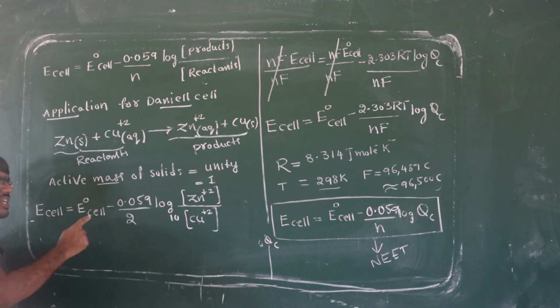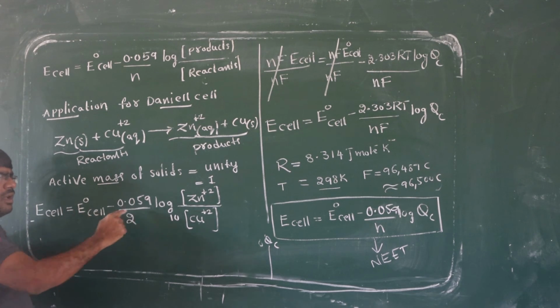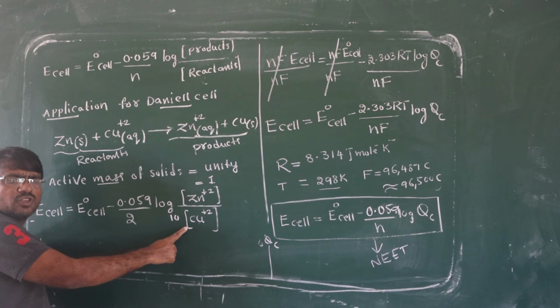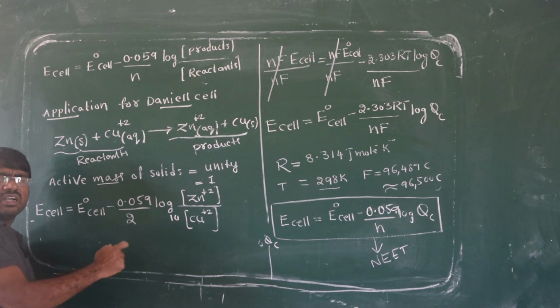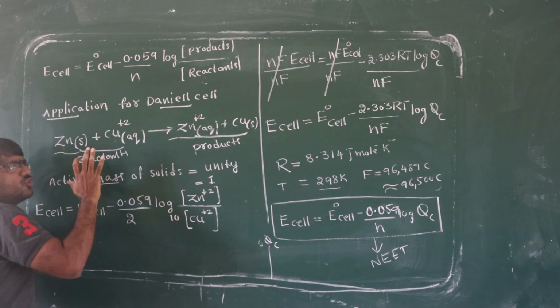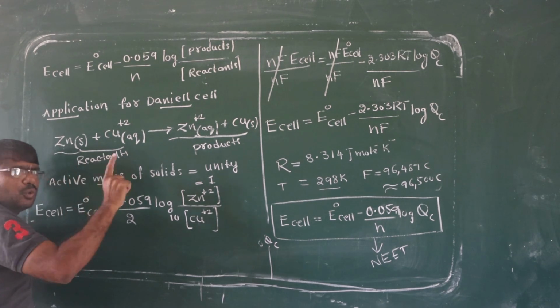In the examination they will give E naught cell, the concentration of Zn plus 2 and the concentration of Cu plus 2. Based on that, it is possible to get E cell. So this is about the Nernst equation applicable to the Daniell cell. Okay, note down: whenever solids are there, their active masses should be taken as 1 or unity.